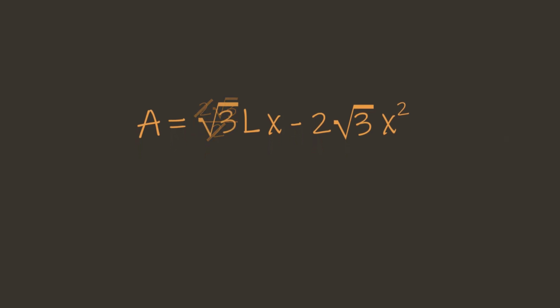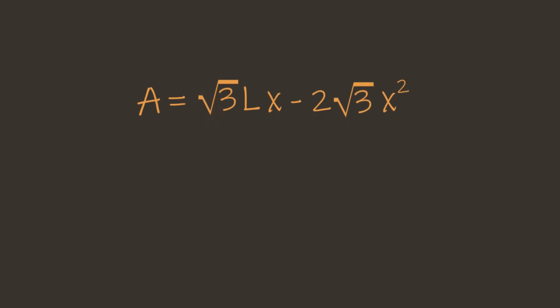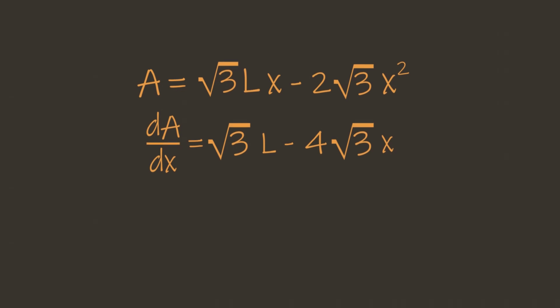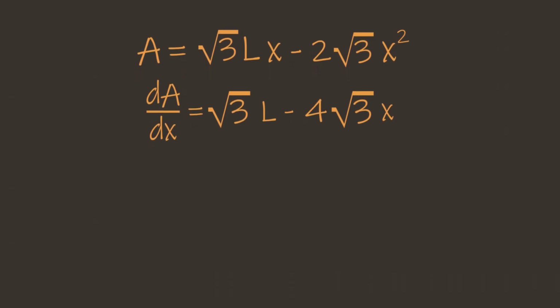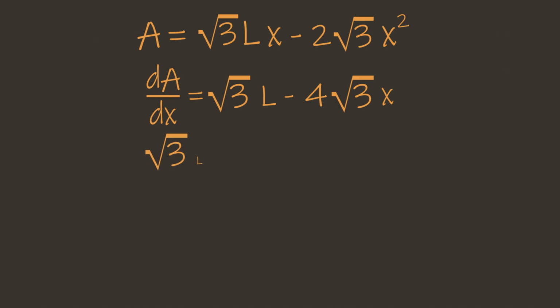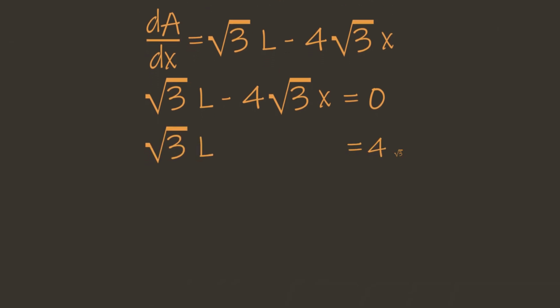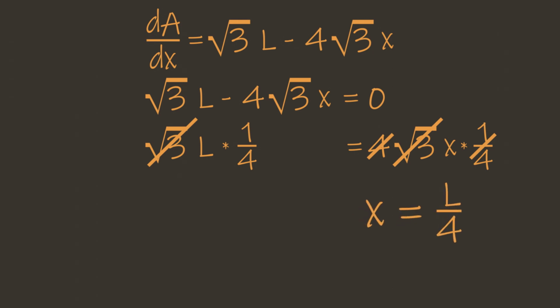To find the critical points, we will differentiate A with respect to x and get dA/dx equals square root of 3 L minus 4 square root of 3 x. Now, to solve for the critical points, we'll set the derivative equal to 0, which will give us square root of 3 L minus 4 square root of 3 x equals 0. Solving for x, we get that x equals L over 4.